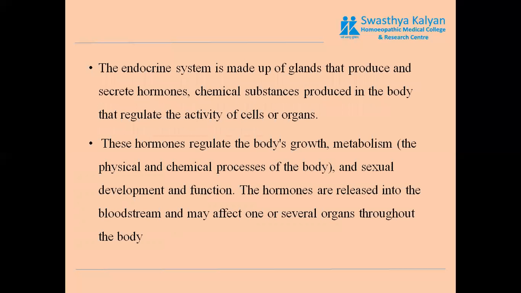The endocrine system is made up of glands that produce and secrete hormones. Now our endocrine system is made up of glands which produce and secrete the hormones, chemical substances which are produced in the body that regulate the activity of the cells and the organs.